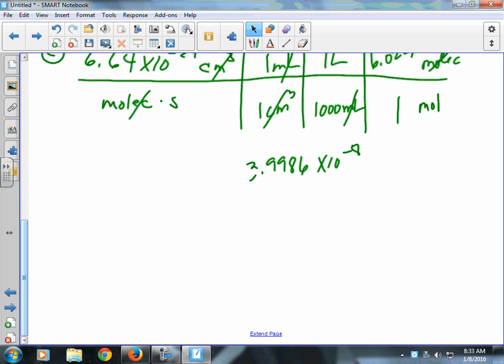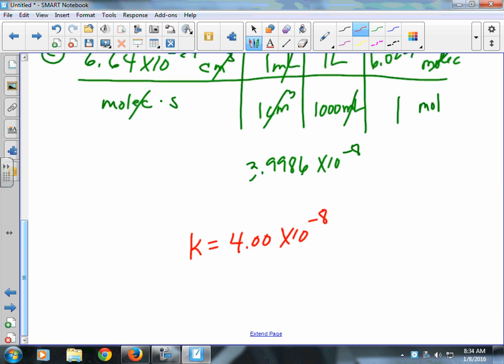Okay, y'all check on that, please. Right, okay. We need 3 sig figs. How are we going to round that to 3 sig figs? Okay, so K equals 4.00, don't forget this, times 10 to the minus 8. And what's our unit again? Liter per mole second. Yay!